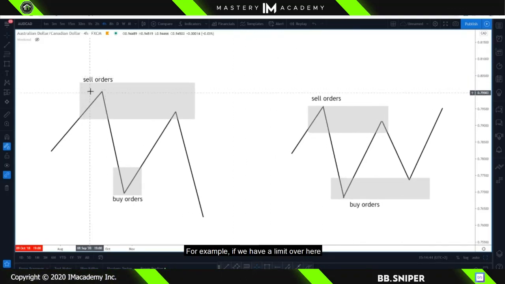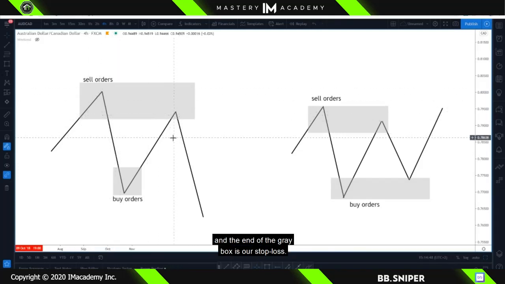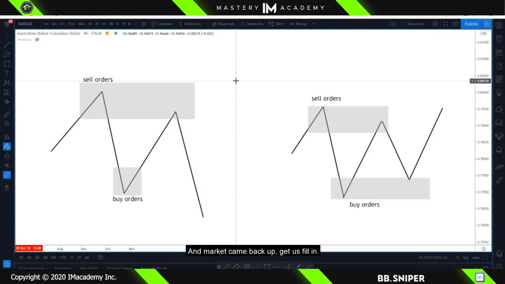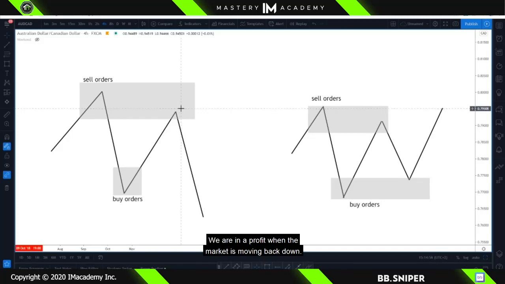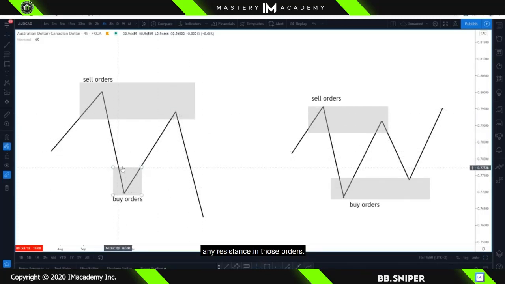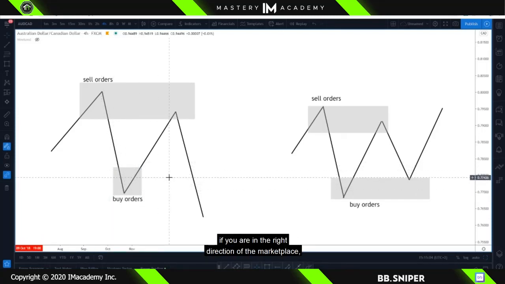For example, if we have a limit over here at the start of this gray box, and the end of the gray box is our stop loss, right? And the market came back up, got us filled in, right? We are in a profit when the market is moving back down. So we are anticipating the market should not give us any resistance in those orders. That's how you can confirm if you are in the right direction of the marketplace.